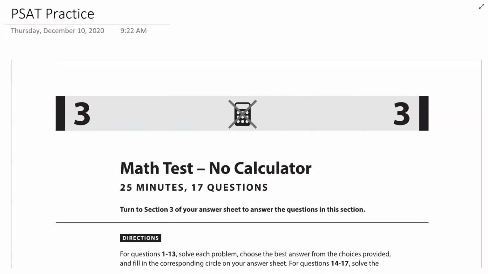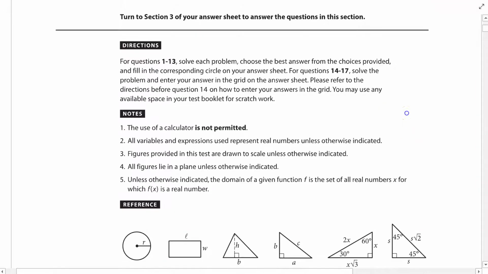Hey guys, I'm making this screencast to help walk you through a few of the basic principles for the math portion, both calculator and non-calculator part of the PSAT. So let's get started. First question you might have is, what's the difference between the two sections?